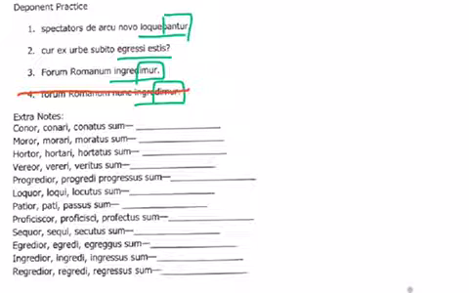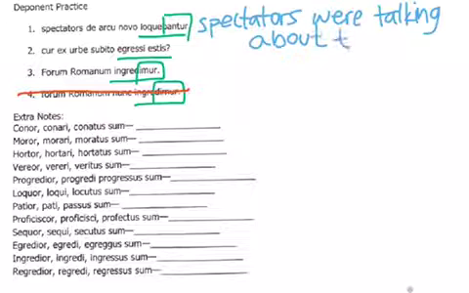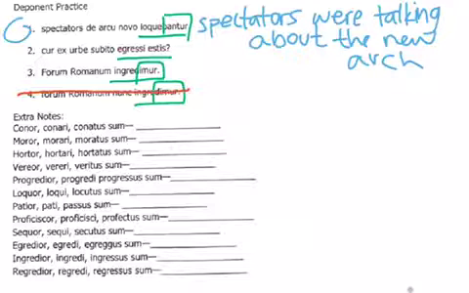Okay, so number 1, the spectators. Okay, and our verb here looks passive, but it's going to translate active, but still imperfect tense. We're talking about the new arch. Okay, that's number 1.